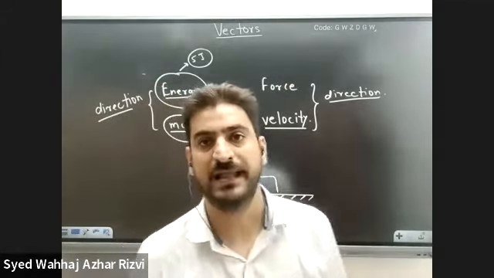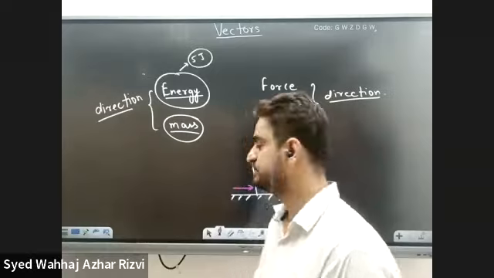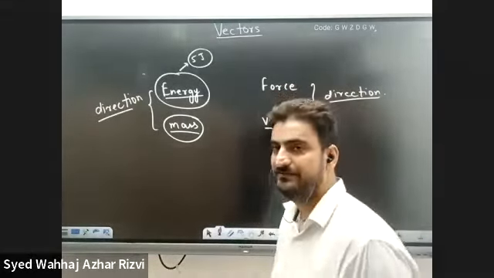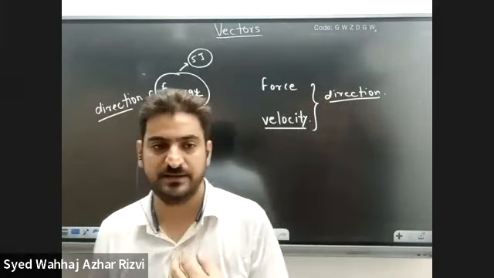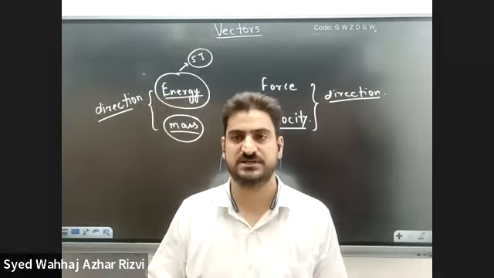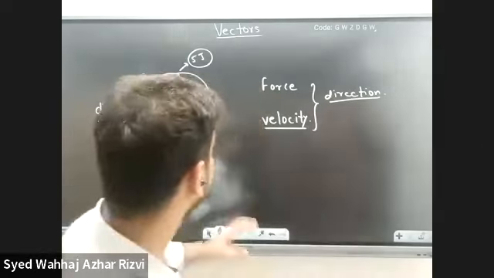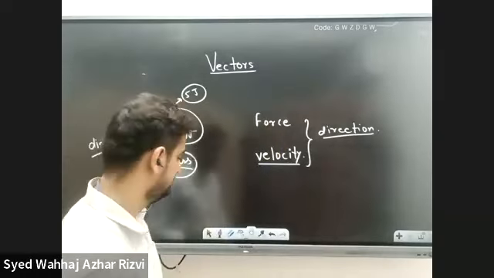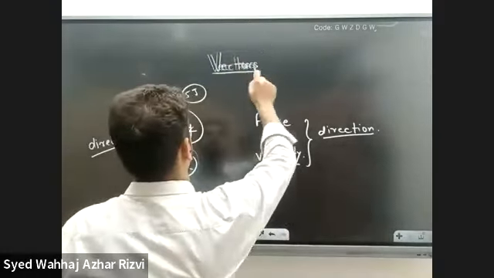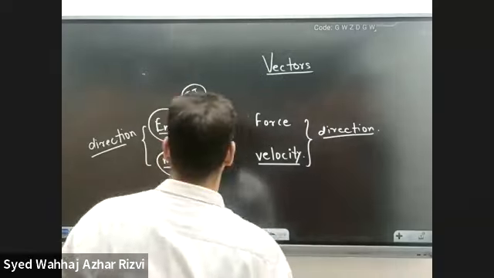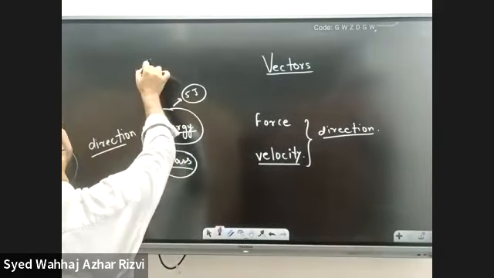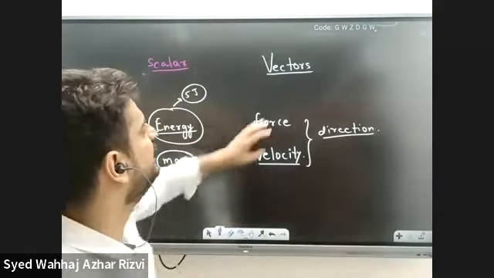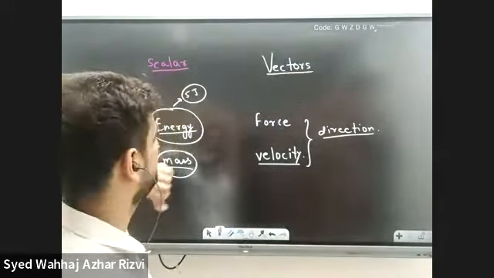Until and unless we specify how much force we are applying on something, we do not have the idea of the outcome of the application of force. So something that has a direction is called a vector quantity. And something that does not have a direction is called a scalar quantity. So we have a vector and then we have a scalar.